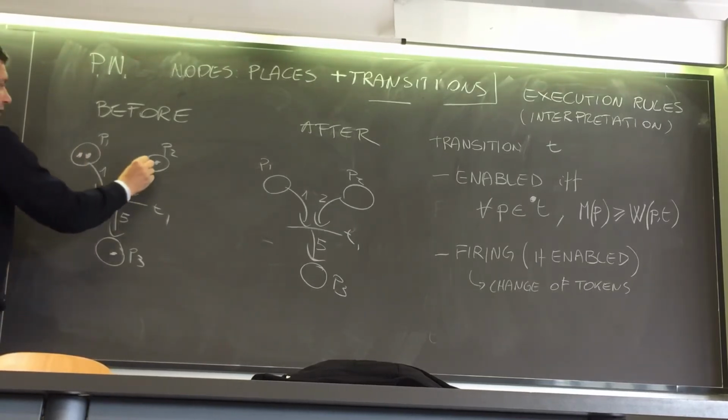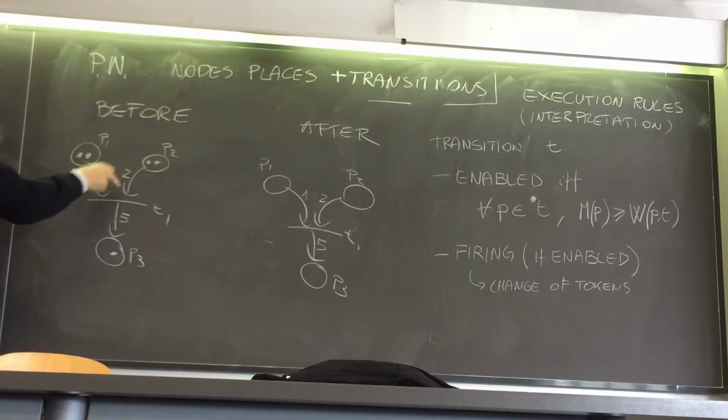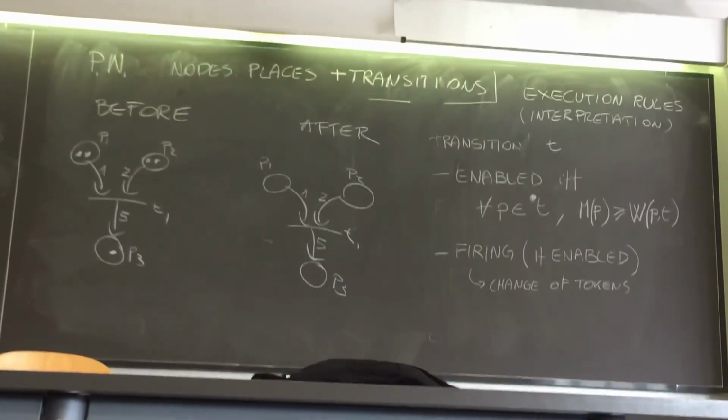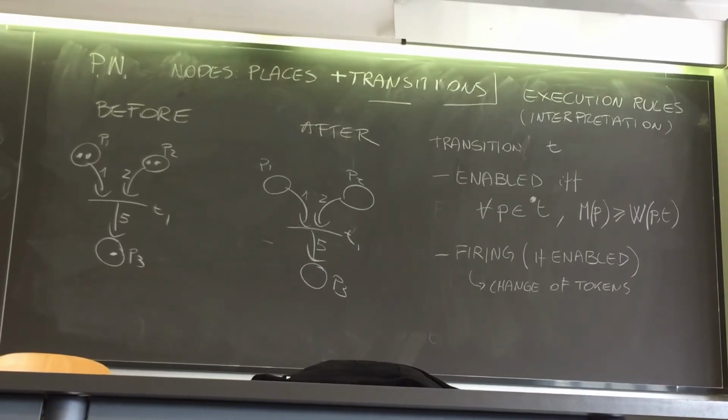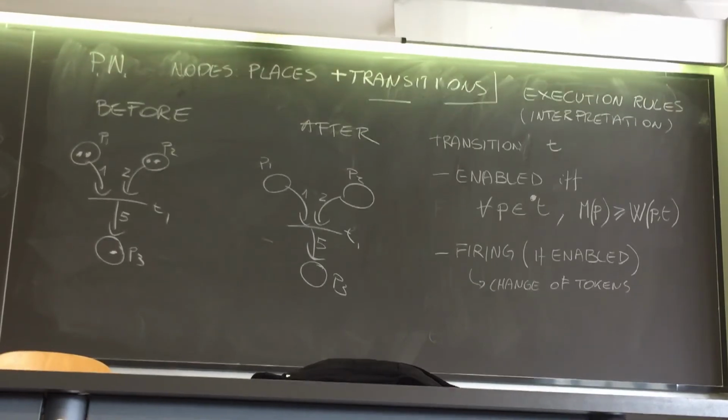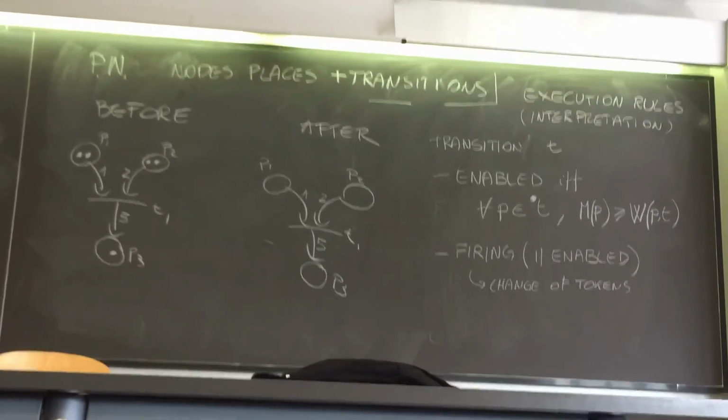So in order to go on, for example, I should do something like this. Now the transition is enabled. Now I can fire. So take a few seconds to compute the new marking, and then we will do it together.